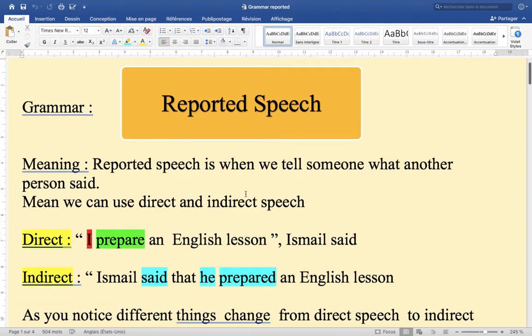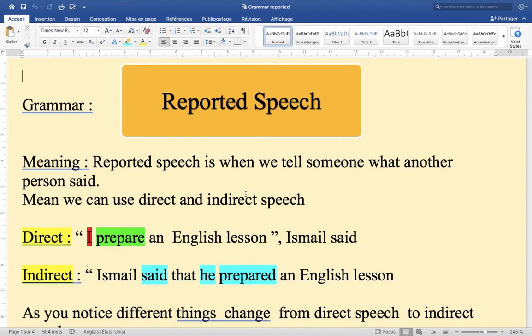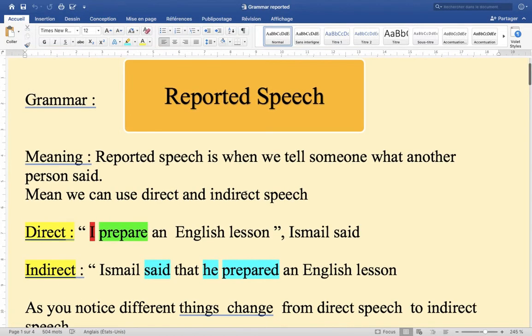Okay, so here I will give you the meaning of the report speech. A lot of students confuse the meaning, but it's so easy. Don't worry. Okay, so I'm gonna explain. Report speech is when we tell someone what another person said.